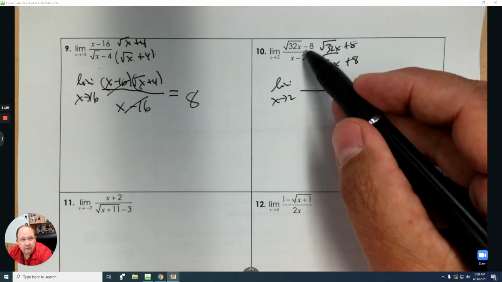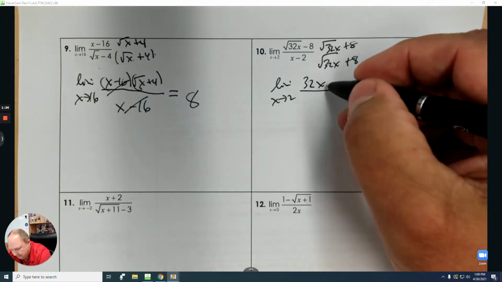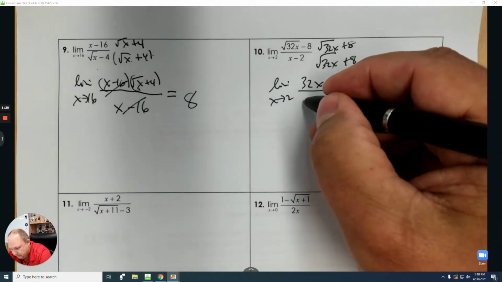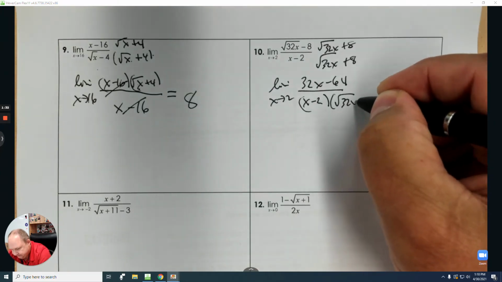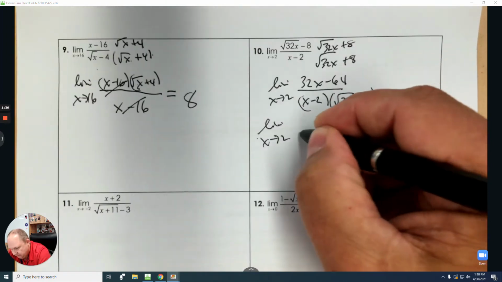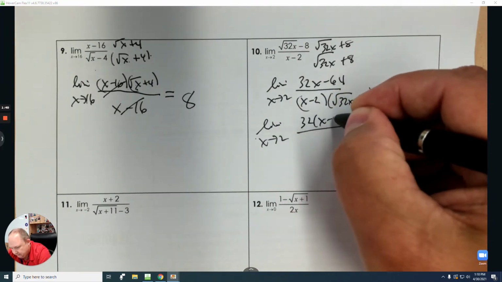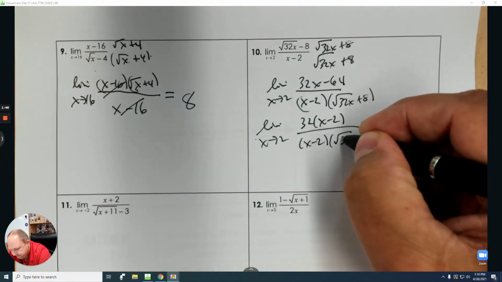So root 32x, that's just 32x. Negative 8 plus 8, that's negative 64. The denominator, we're going to just put them beside each other and not multiply it out. The numerator can still be factored further, so you can see what removes. So factor out 32, and you're left with x minus 2. So now you can see what is removable.